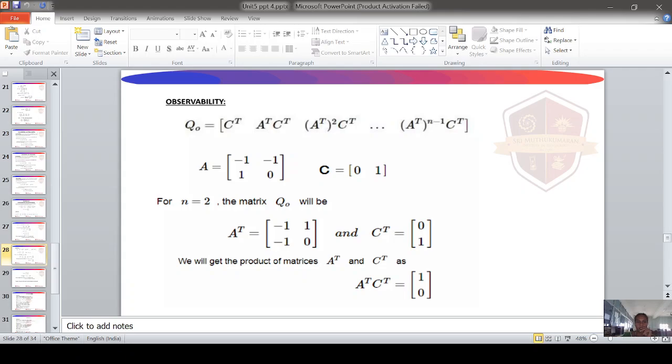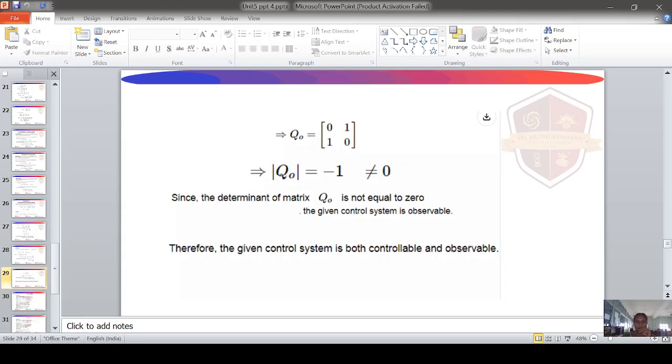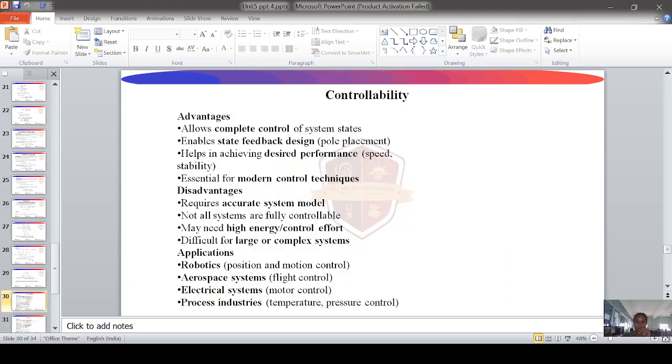The same as controllability, we have to find the observability by using the Kalman test formula. Qo is equal to... we know the A value and C value, so we have to substitute into this matrix. Then we have to find the rank of the matrix. So here Qo is equal to minus 1, so it is not equal to 0. So it is controllable, sorry, observable.